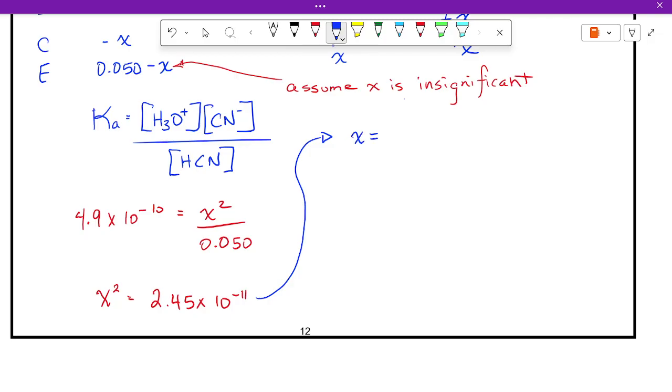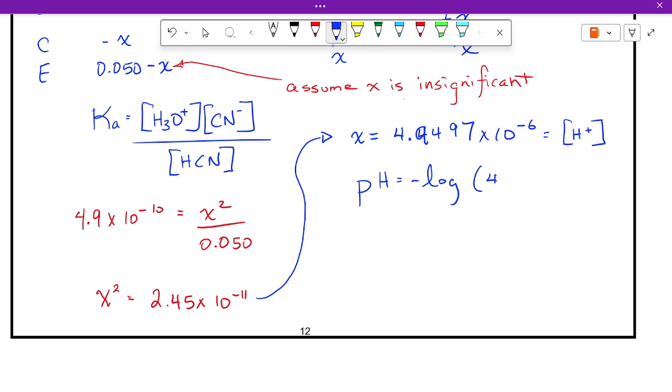Oh wait, never mind, you're right. It's the CN minus. And then the HCN. For HCN, you have to do 0.050 minus 4.9 times 10 to the negative 6. Because you're subtracting it. But why do I need to find it? I don't know.